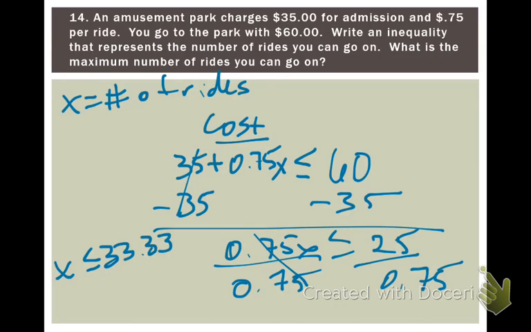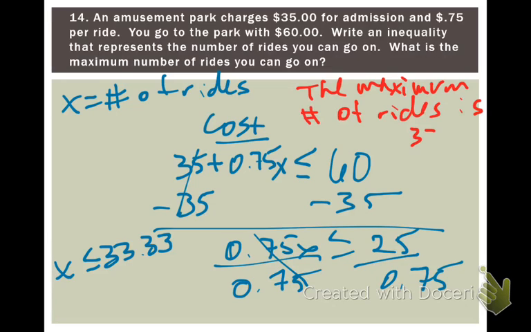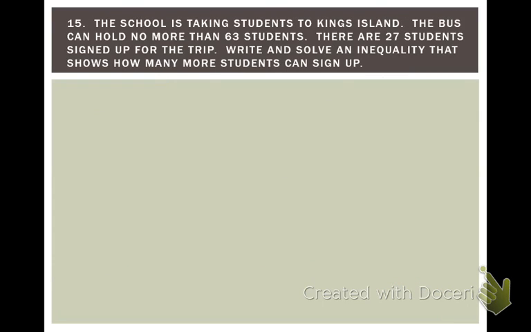Well, we've got to answer the question, right, Andrew? Going a little too fast. And to answer the question in a nice, complete sentence: the maximum number of rides is 33. You don't have enough money to get on that 34th ride. All right, try the next one on your own.